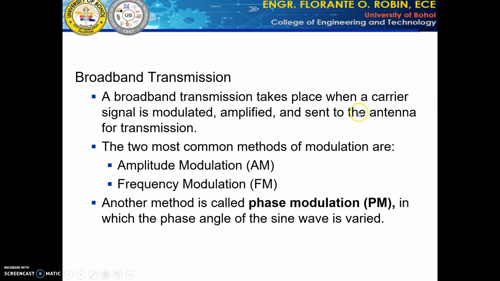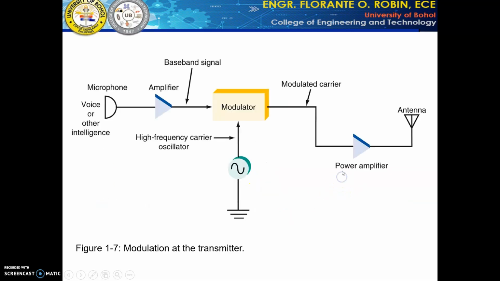So two common types of modulation: we have AM, amplitude modulation, and FM, frequency modulation. There is a third type called phase modulation, which is similar to FM, but the difference is that the phase is shifted. In communication, we mostly use AM and FM; phase modulation is not used as much.